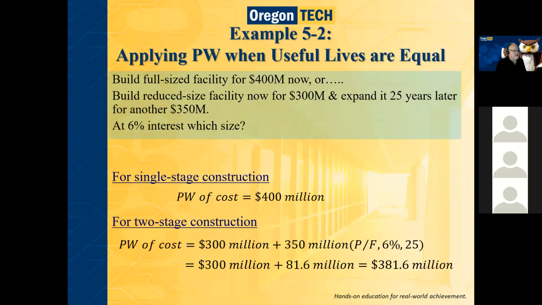But anyway, I'll save more time. So 5.2, we're now talking about useful lives that are equal. Build a full-size facility now, and we've got two projects here. One is we're going to build this nice construction factory. It's going to cost us $400 million today, and we can build it. Or we can build a smaller one today for less money, but then in 25 years, we're going to have to expand it for what we think will be another $350 million of those future dollars. At 6% interest, which should we choose?